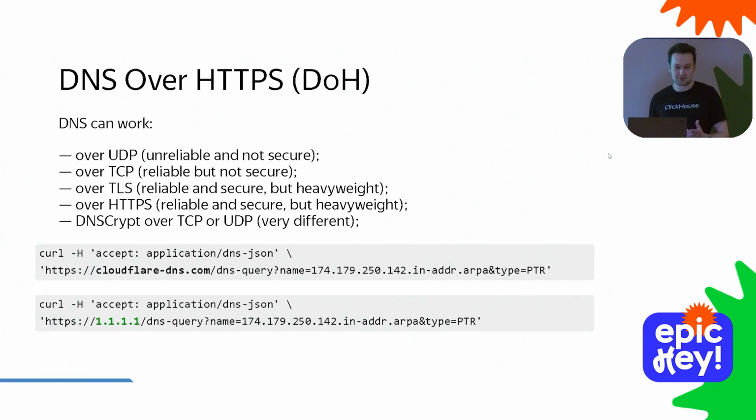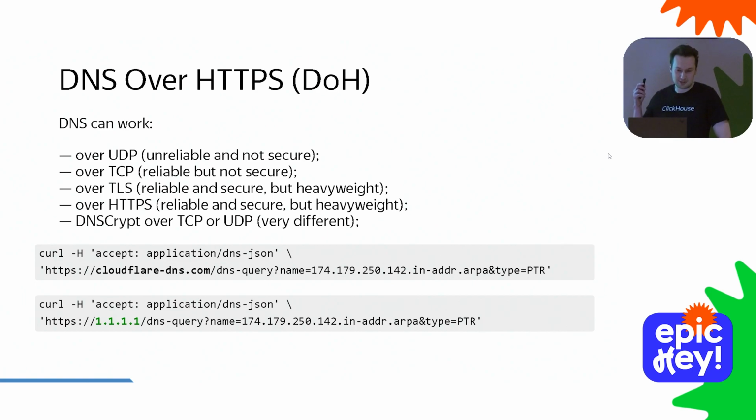I chose to use a protocol named DNS over HTTPS. So let's take a look at how DNS could work. DNS can work over UDP, it is unreliable, it is not secure, and the responses can be changed by the provider and so on. It can work over TCP, which is also not secure.